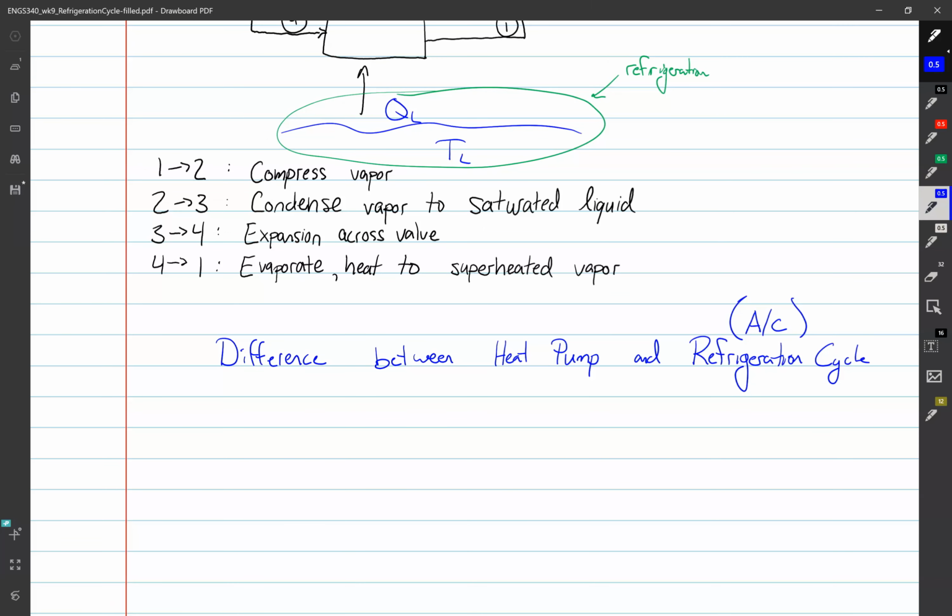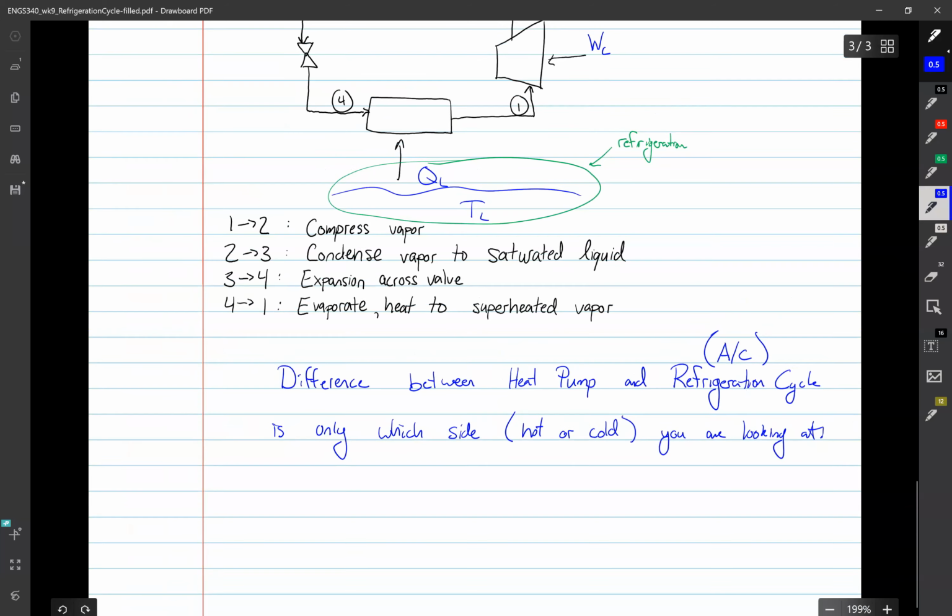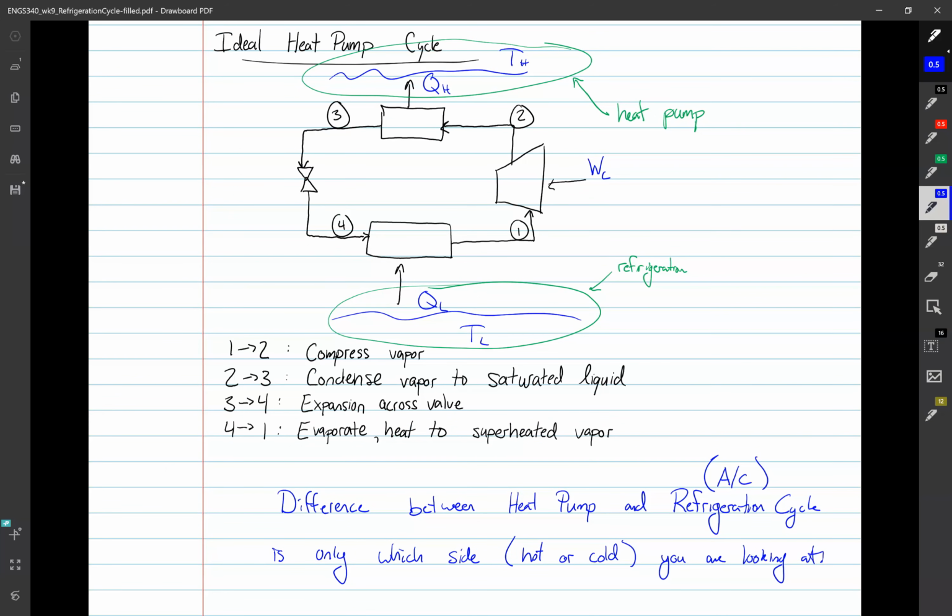But the difference between a heat pump and a refrigeration cycle is only which side, the hot side or the cold side, you happen to be looking at. So we can very easily go back and forth in the analysis of a refrigerator and a heat pump, and you might imagine we can actually design systems that are both.